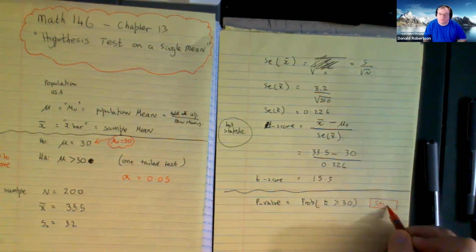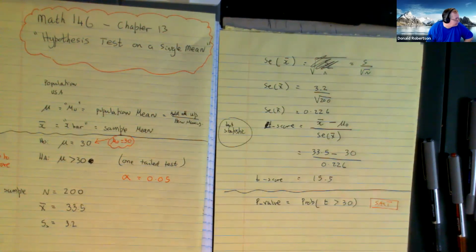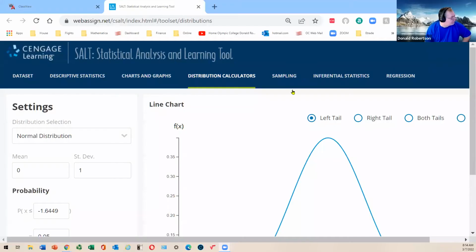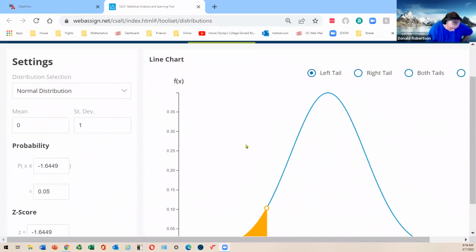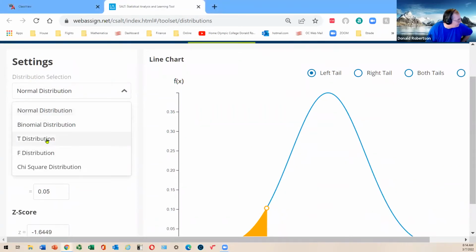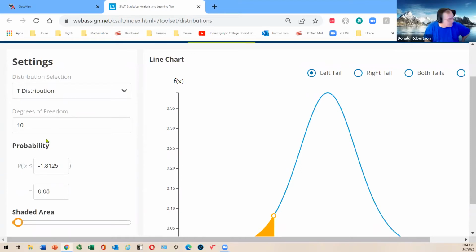And this is when we would use salt. And let me show you whereabouts we get the calculation using salt. I think I've got it here. You should be looking at salt, are you? So in this story here, we need to click over to T distribution. And the first thing they're going to hit you with is degrees of freedom.